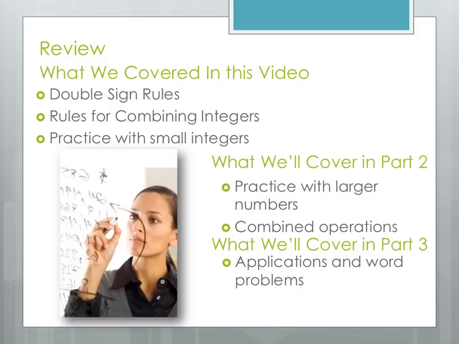So to review, in this video we went over the double sign rules. We looked at the rules for combining integers, and then we did some practice with some small numbers. In part 2 of this series, for sections 2 and 3, we're going to cover practice with some larger numbers, and then combined operations where we have a string of numbers that we're going to combine. And then lastly, in part 3, we're going to go over some applications from the book and sample word problems from these sections. Tune in for part 2, coming soon.